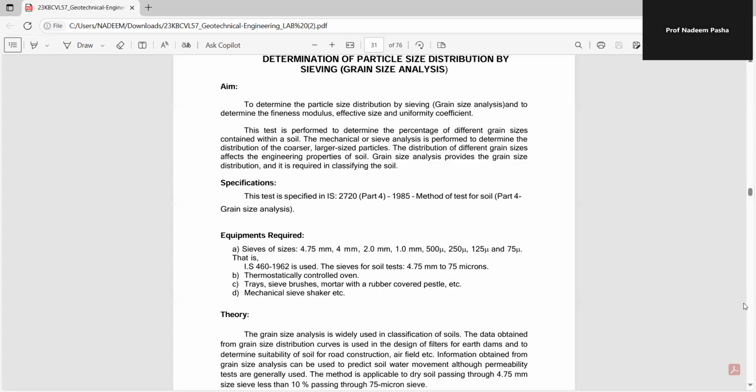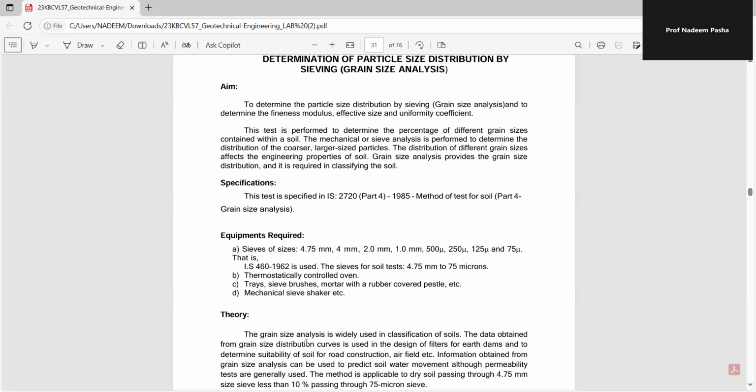So for this purpose, IS 460 1962 is used. A thermostatically controlled oven is also used. Trays, sieve brushes, mortar with a rubber covered pestle, etc. Mechanical sieve shaker, etc.